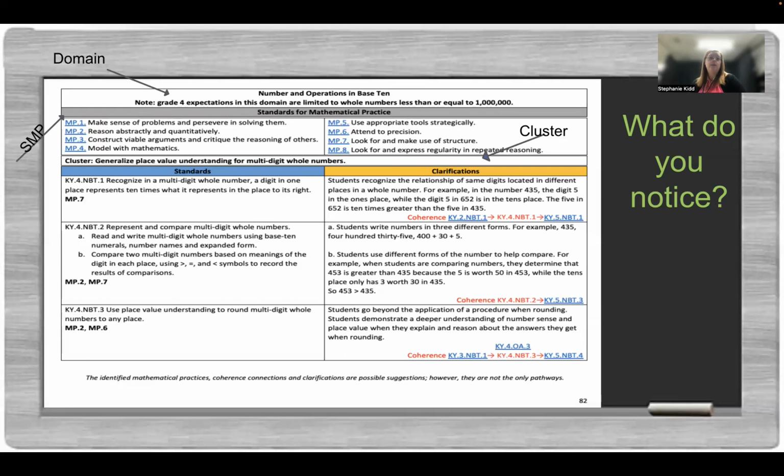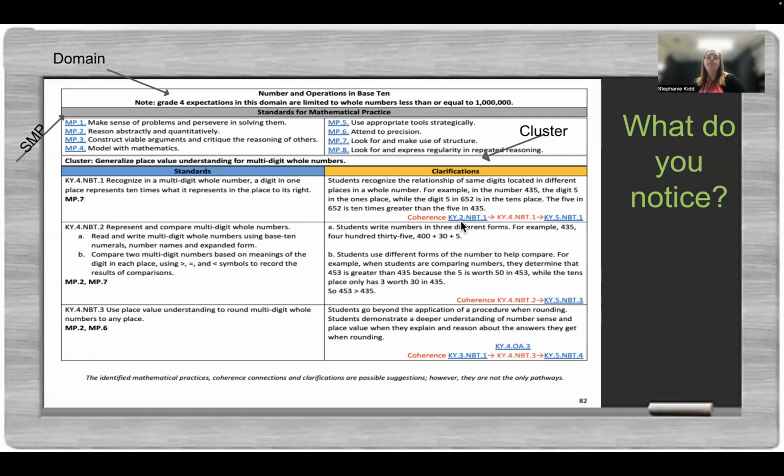In this one, it is generalizing place value and understanding the multi-digit whole number. The other thing that I like to point out with these is, if you're noticing here, it has the coherence. The coherence allows me to jump back. In this case, this is the standard we're looking at.